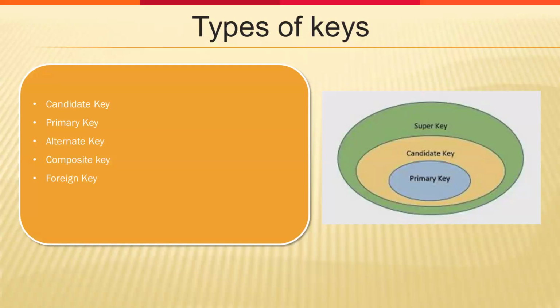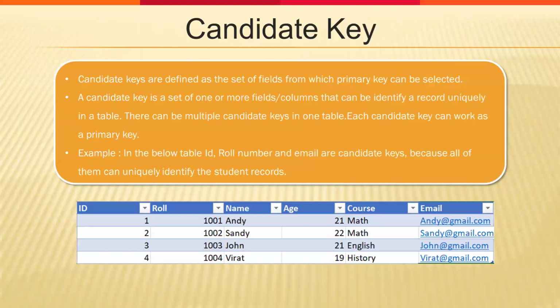So the first one is the candidate key. Candidate keys are defined as the set of fields from which the primary key can be selected. You can see in the example in the table below, ID, roll number or email. These are all unique. We can choose any one, or else we can combine all of them and use them as a primary key. A candidate key is one where there are no duplicates, there are no nulls, it shouldn't have any blanks.